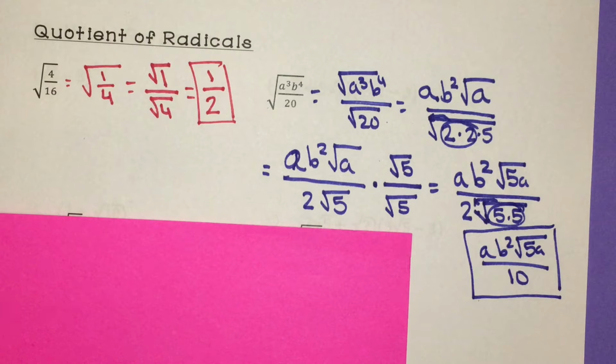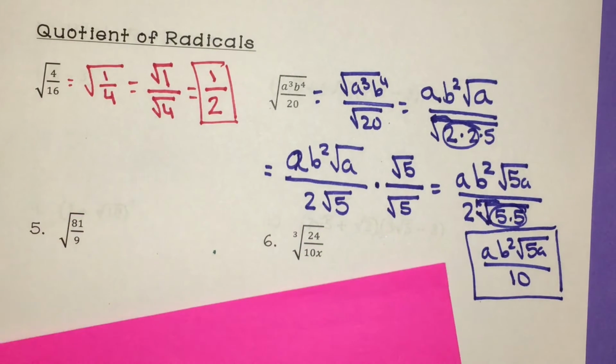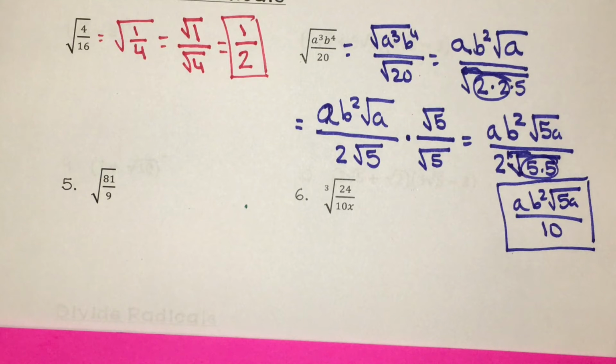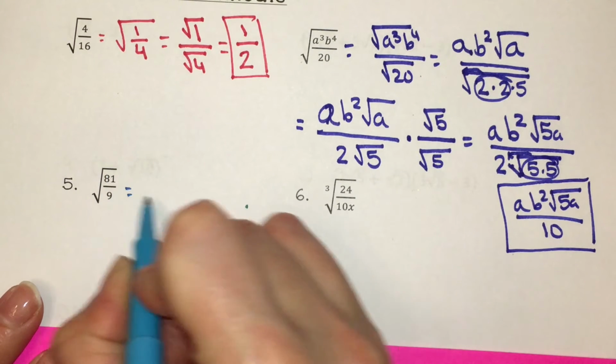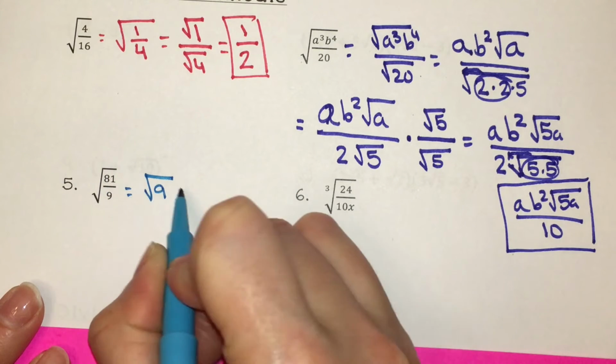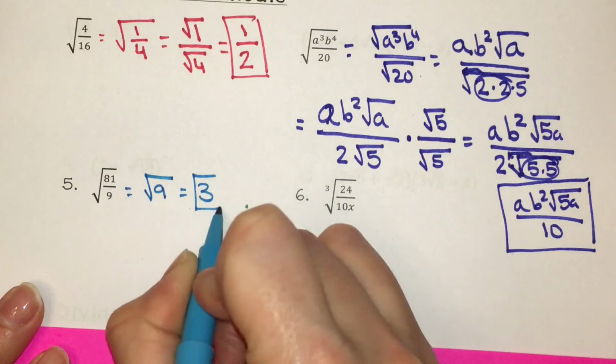So that one did take a few steps. I'm going to have you go ahead and try 2 on your own that are very similar. You can pause it here. I'll go through the answers when you're ready. All right, so here we have the square root of 81 divided by 9 is 9, and the square root of 9 is 3.